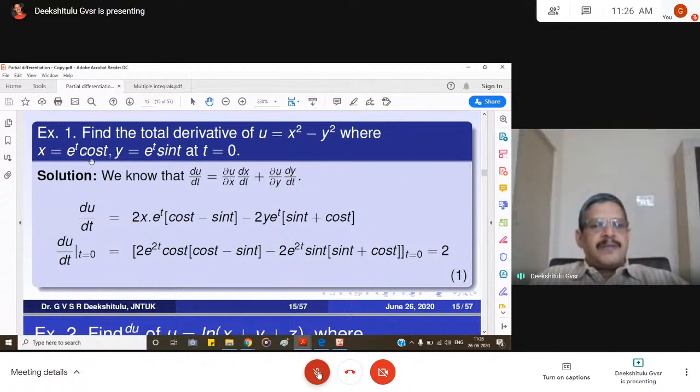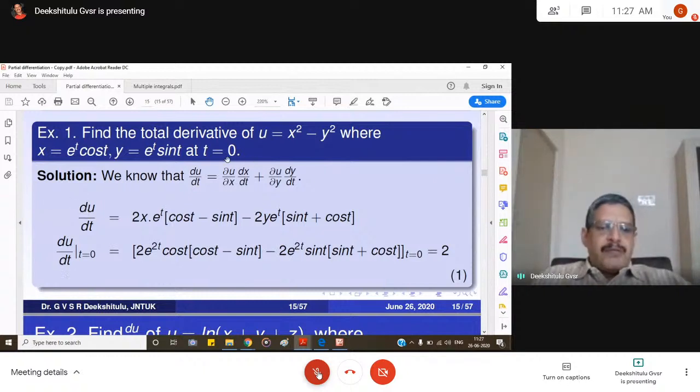So dx by dt is uv: e power t into derivative of cos t, minus sin t, cos t into derivative of e power t, is e power t cos t. Similarly, dou u by dou y, what is dou u by dou y? Minus 2y into dy by dt, e power t into derivative of sin t, cos t, plus sin t into e power t. So this is our du by dt, total derivative using chain rule.